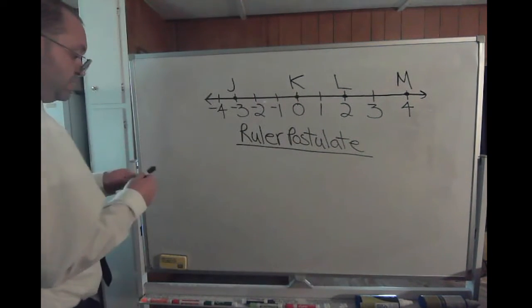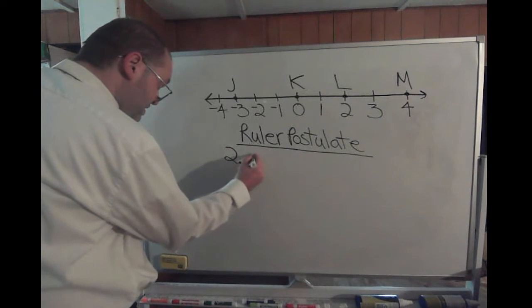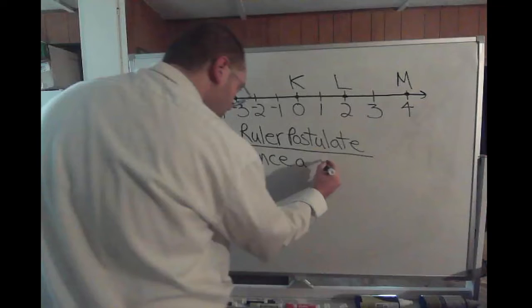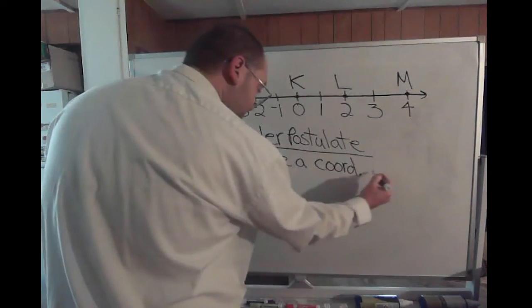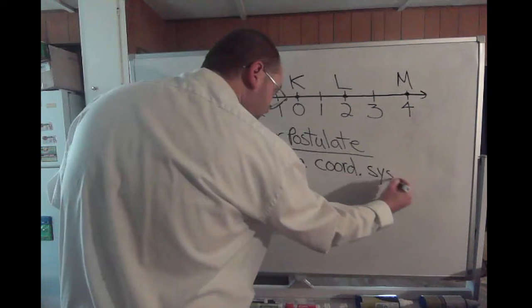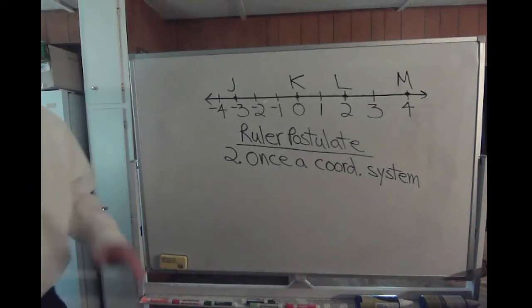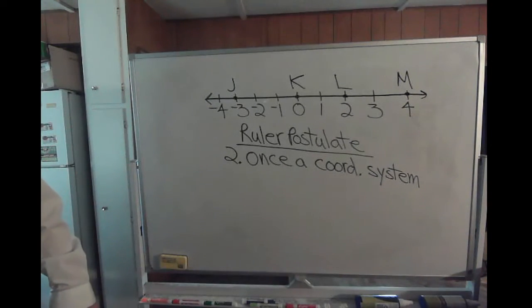Alright, so part 2 of the ruler postulate states that once a coordinate, I'm just going to abbreviate a chord system. You're going to see I use a lot of abbreviations in this course. It's going to save you a lot of writing. Even in your proofs, you can use abbreviations. That does help you.